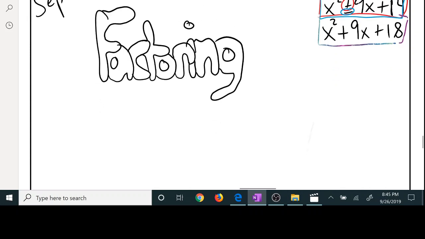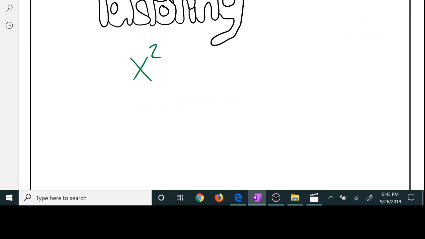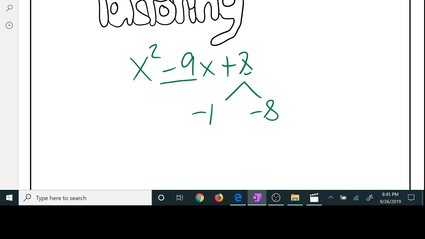X squared minus 9x plus 8. So we want two things that multiply to give us 8, and the same two things have to give us 9. In this case, negative 9, because we do want to include the sign in front of the number. So 1 times 8 is 8, and if we add 1 and 8, we get positive 9. But we can just as easily change both the 1 and the 8 to a negative. If I change the 1 and the 8 to a negative, I get negative 1 times negative 8 is positive 8.